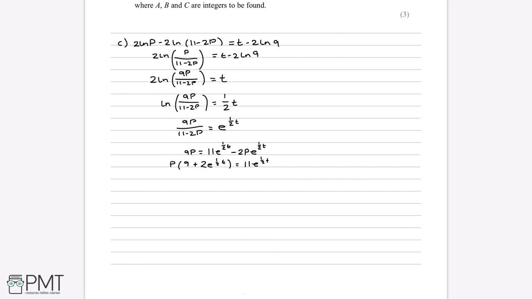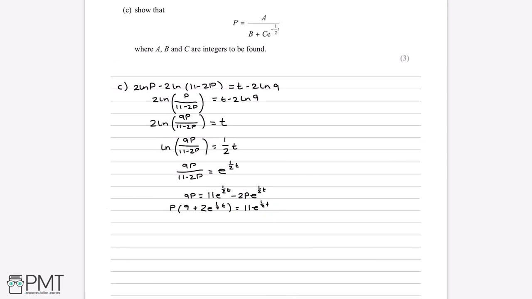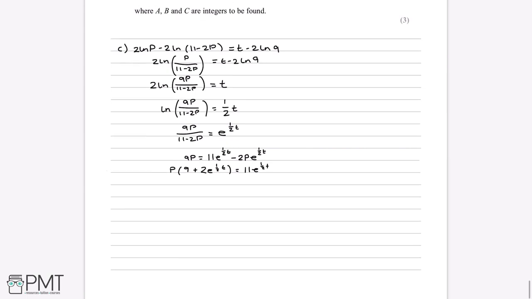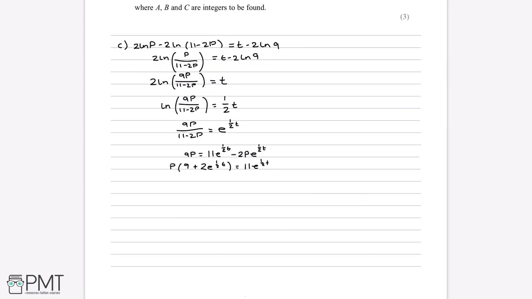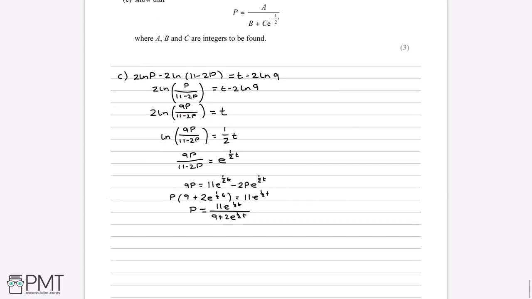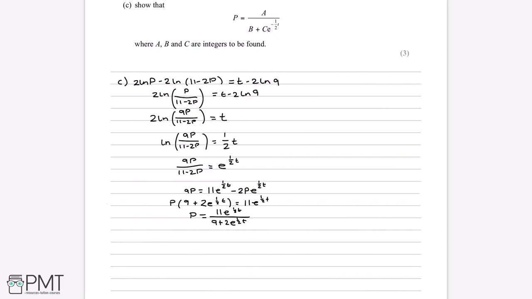So now, if we want to get p on its own, which we do, because if we look back up at the form they want us to give it in, we have p equals and then everything else. So if we divide both sides by 9 plus 2e to the power of a half t, we find that p is therefore equal to 11 e to the power of a half t, all divided by 9 plus 2e to the half t.